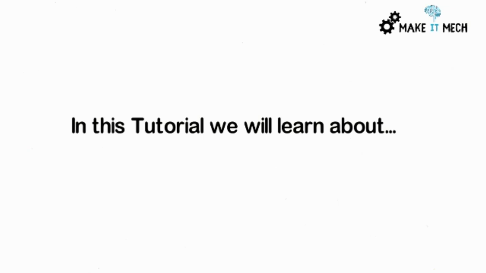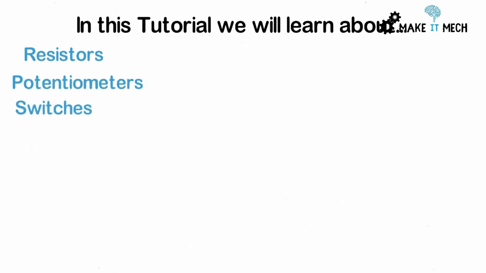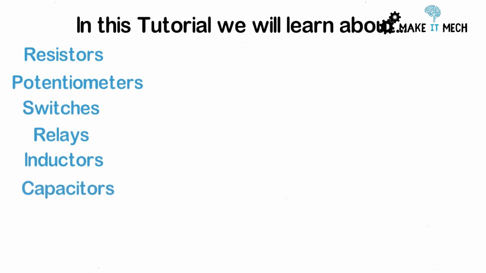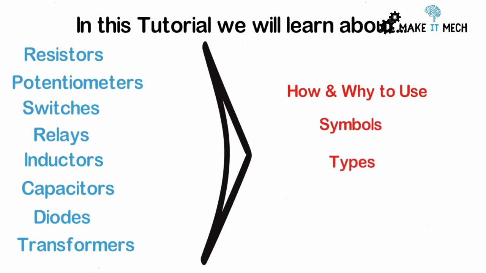This is the basic tutorial about electronic components. As this is a quick and to the point tutorial just to understand the basic concept, we will not discuss each and everything in detail, but the necessary things. This quick tutorial is about resistors, potentiometers, switches, relays, inductors, capacitors, diodes and transformers. How and why we use these components, their symbols, their types, and the applications of these components.